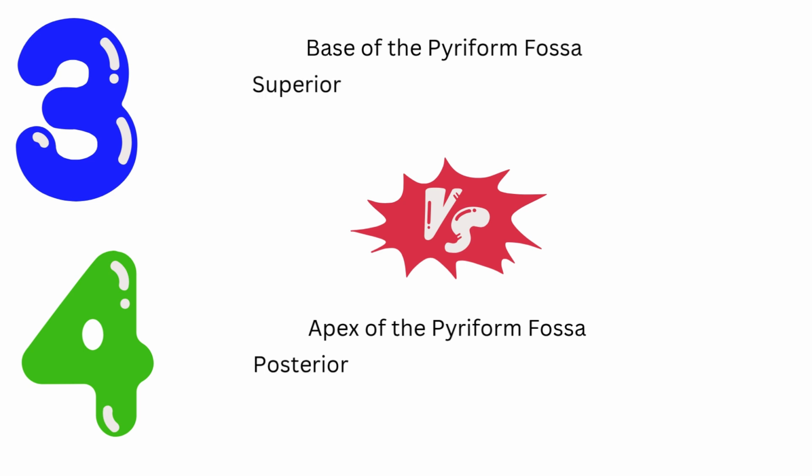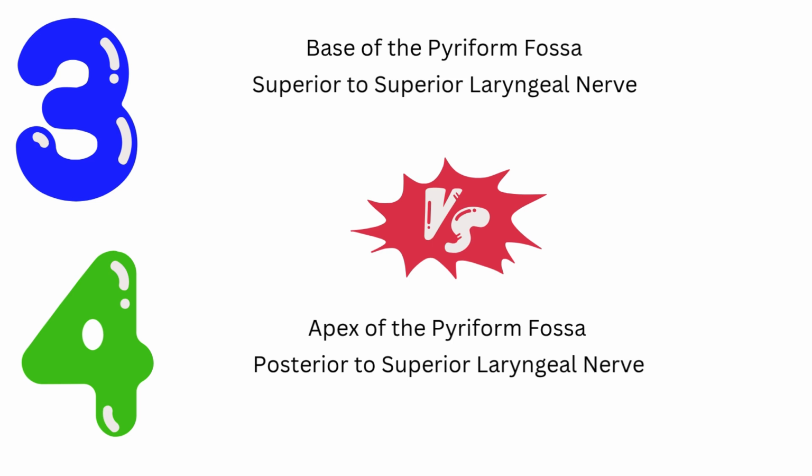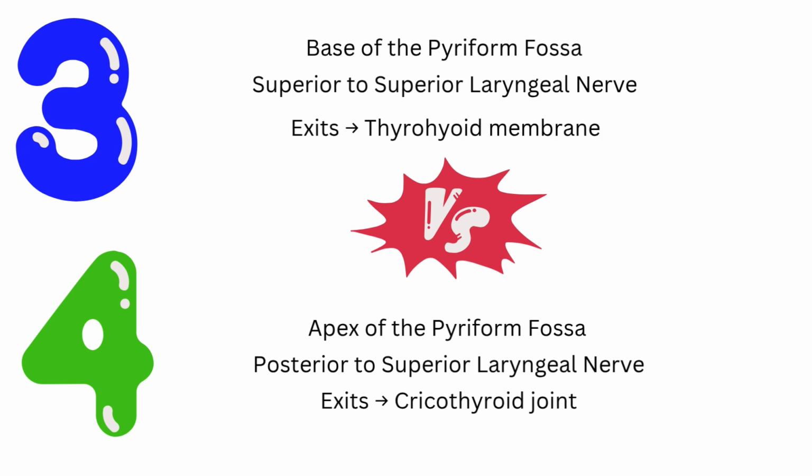The fourth branchial anomalies also arise posterior to the superior laryngeal nerve, whereas the third branchial anomalies pass superior to this nerve. Lastly, the fourth branchial cleft anomalies exit the larynx near the cricothyroid joint, whereas third branchial anomalies pierce the thyrohyoid membrane.